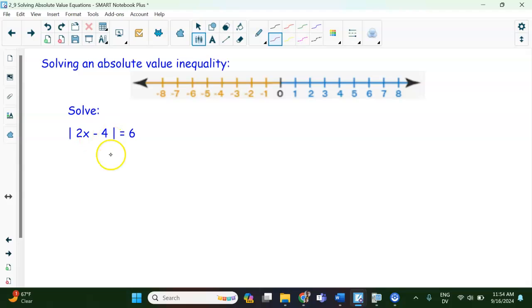Okay, so let's look at another example. If you feel comfortable, try this. Before watching my solution here, see if you can do it on your own.